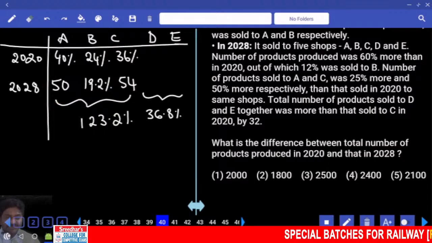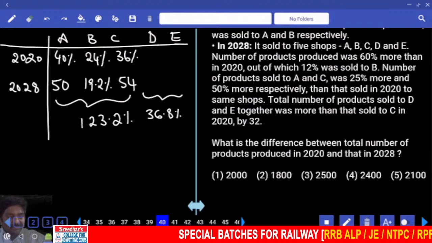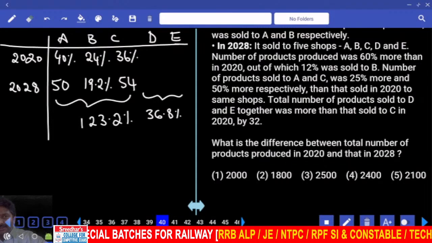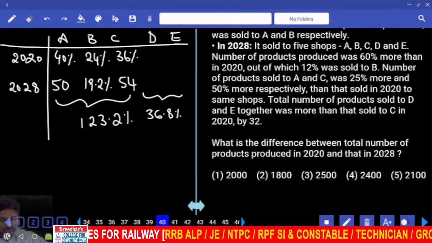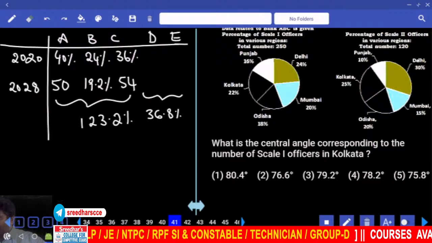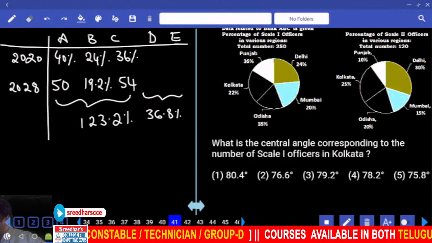What is the difference between the number of products sold produced in 2020 and 2028? What percent is it? 60%. You know 1% value is 40. 60 times 40 is 2400. All are simple except the first one, which is a little bit lengthy, that's all.